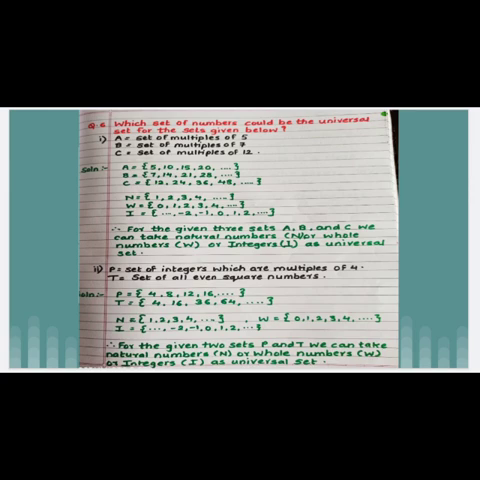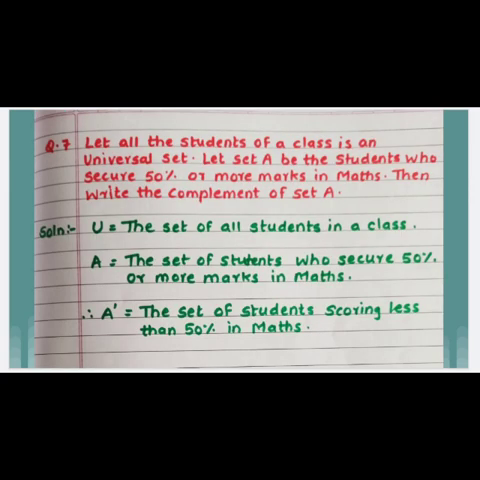Okay? In the same way, we mention all three sets, natural, whole and integers, and then we write the statement: for the given two sets P and T we can take natural numbers or whole numbers or integers as a universal set.